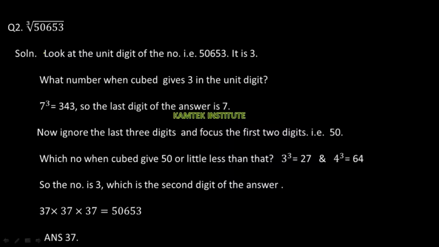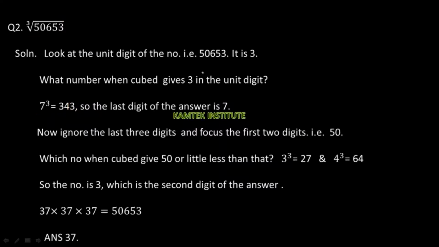So we come to question number 2. We have to find the cube root of the number 50,653. Same process. We'll first focus on the unit digit of the number, that is 3. Now try to recollect the cube table. You remember what is a number which when cubed gives 3 in the unit digit? Well, that is 7 cube. 7 sevens are 49 and 49 sevens are 343, where 3 is the unit digit we're looking for. So that means 7 will be the unit digit of the answer we're looking for, right?